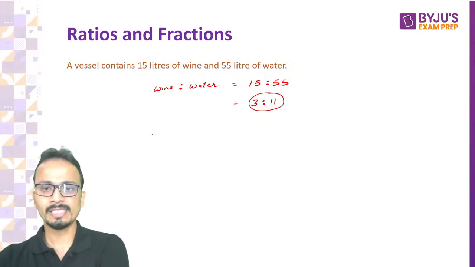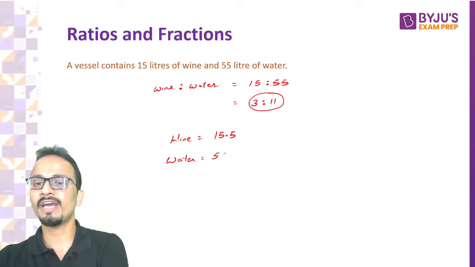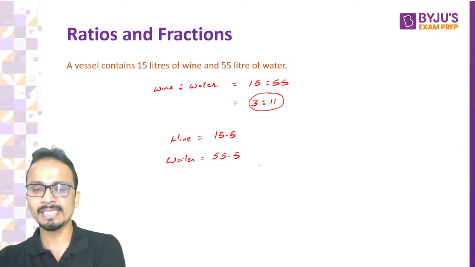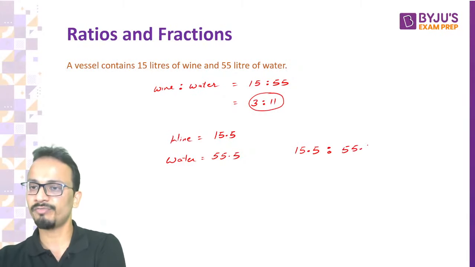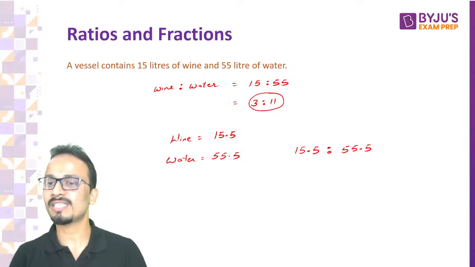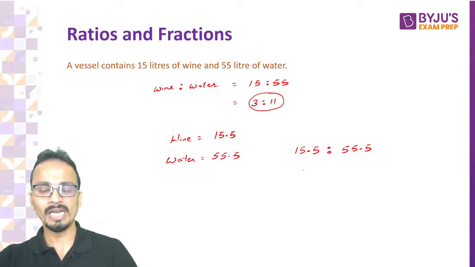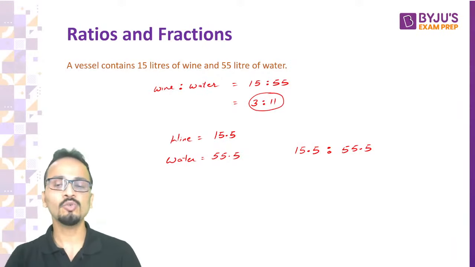Let's say that the quantity of wine is 15.5 liters and the quantity of water is 55.5 liters. Then the ratio of wine and water will be 15.5 is to 55.5. I can see decimal numbers on both sides of this ratio, so first of all I'll try to convert both these decimal numbers into integers.